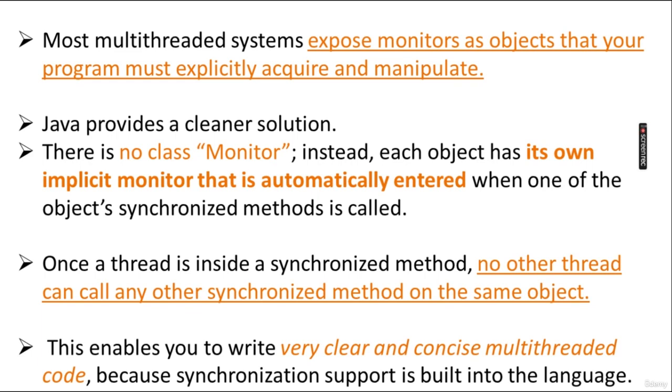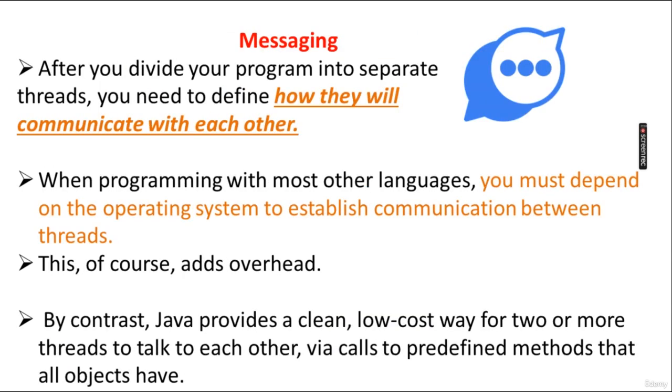We are thinking of a monitor as a box. So Java provides what? Each object will have its own implicit monitor, and once a thread is inside that particular synchronized method, no other thread in a multi-threaded environment can call another synchronized method on the same object at the same time. This is the solution provided by Java.